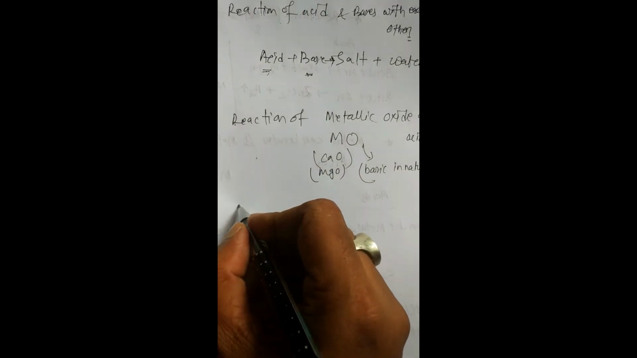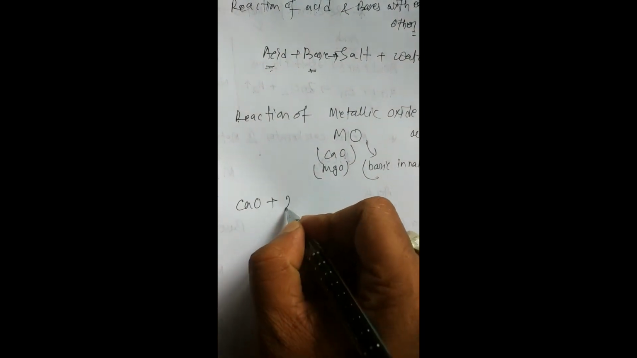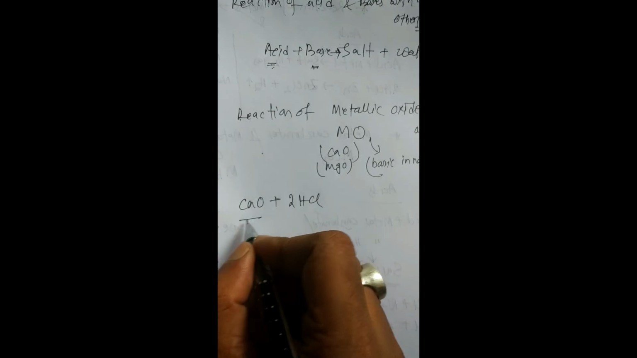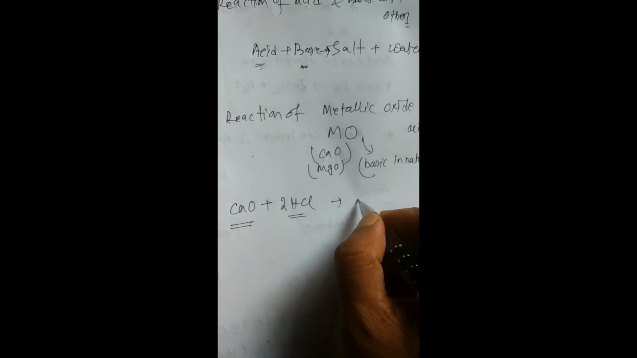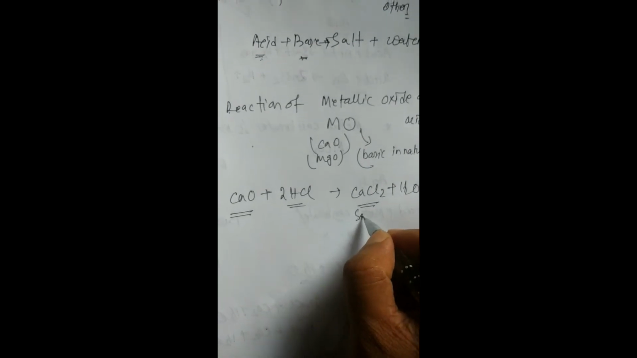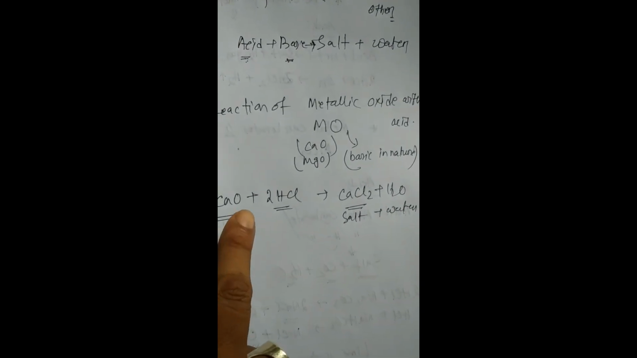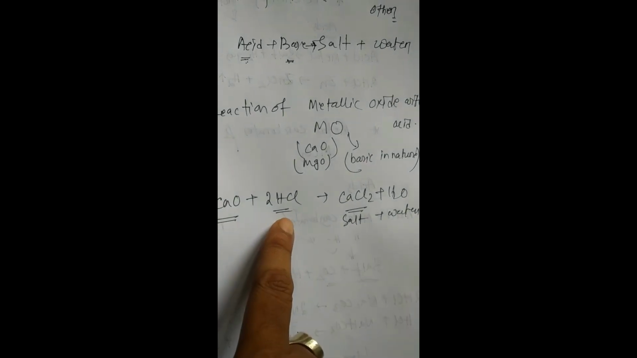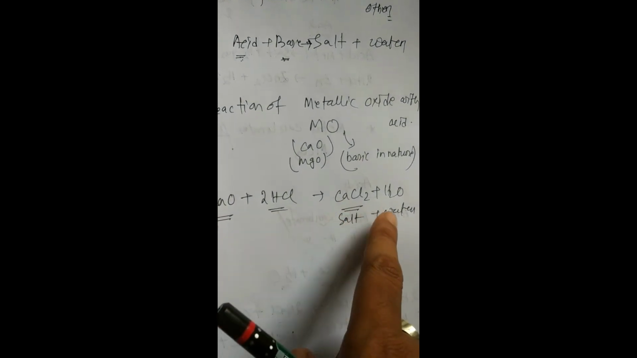Because these metallic oxides have some basic character, if you consider one reaction, suppose calcium oxide plus 2HCl, that means metallic oxide plus acid, then it will form calcium chloride plus H2O. This is a salt and this is water. So the reaction of metallic oxide with acid gives salt and water.